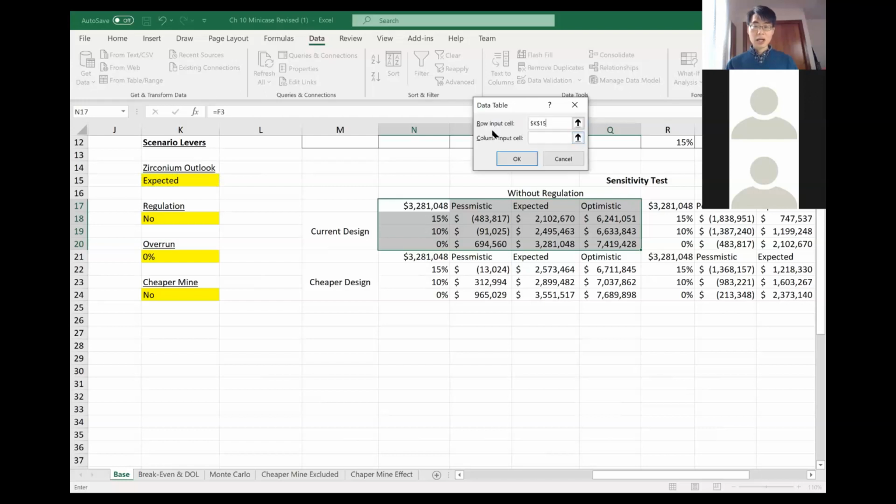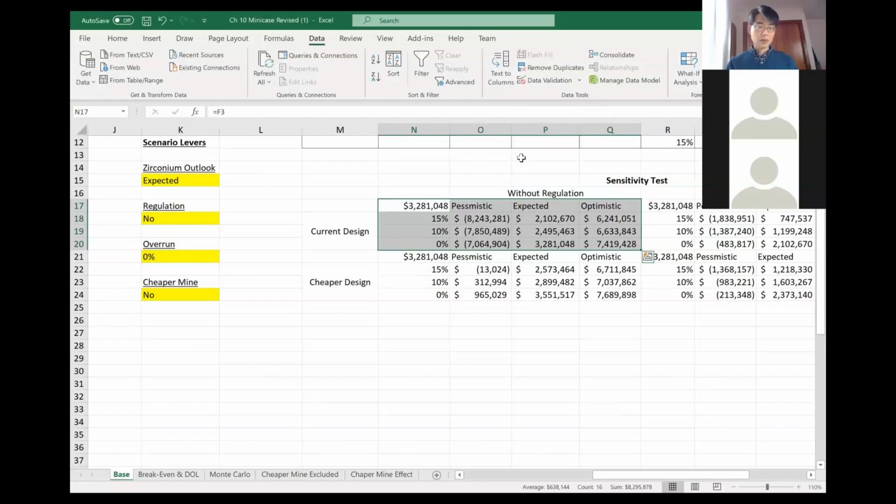And in the case of the column input, now we're talking about the cost overrun. The cost overrun is recorded in here, so Excel will change this value from 0% to 10% to 15%, right? And then I press OK, and it will automatically fill in the table.